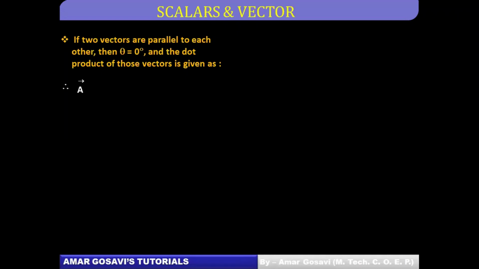As per our definition, when can the two vectors be parallel? When the vector is being multiplied with itself. So if a bar is multiplied with a bar, then we can say they are parallel and the angle between them is zero because they coincide.